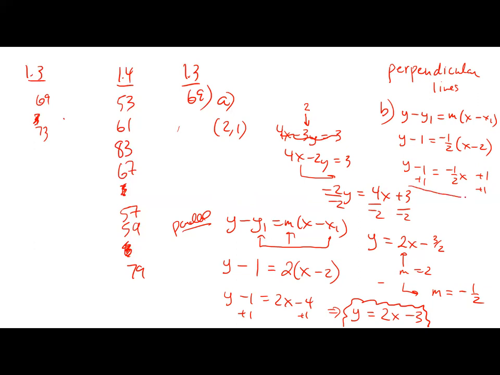Is that the same answer you got? Is that what the back of the book said? Does Bob agree with us? I like when Bob agrees. Okay, cool. That's 69 and 73. All right, we're good. Can I go on to 73?